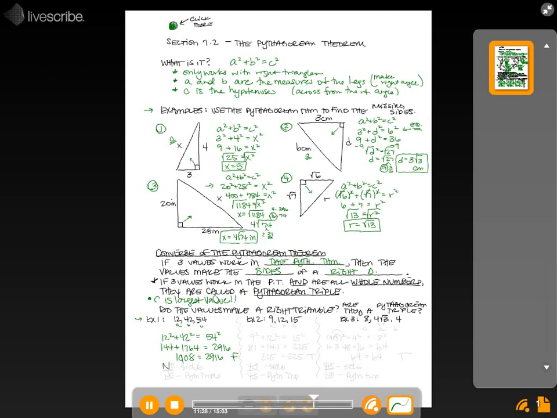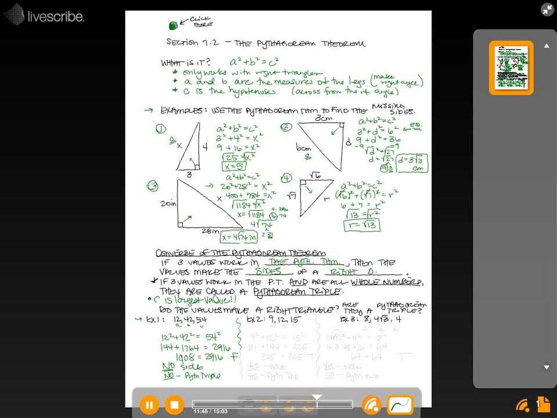Since it doesn't work in the Pythagorean theorem, the answer to, are they the sides of a right triangle? No, they're not the sides. Since it doesn't work in the Pythagorean theorem, there is no way they could be a Pythagorean triple. Okay, so the answer to this problem is no and no.